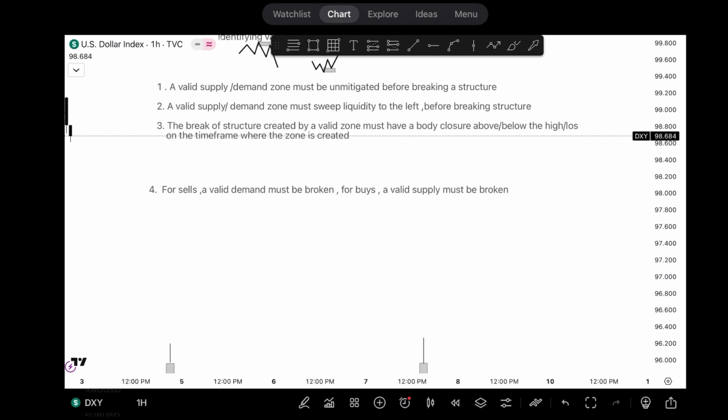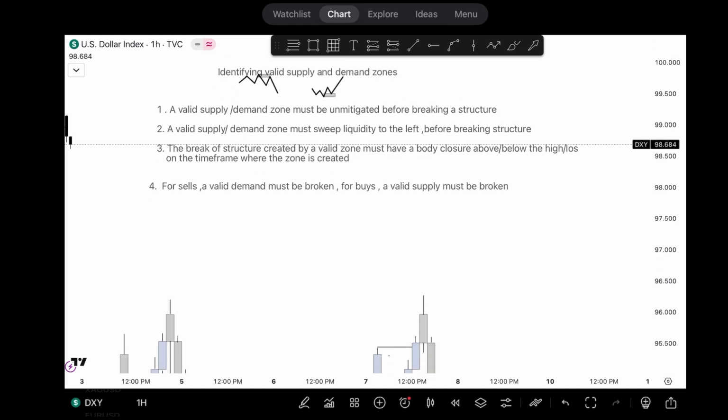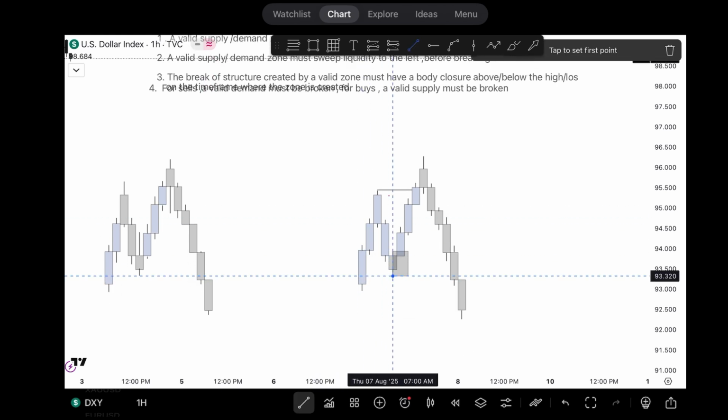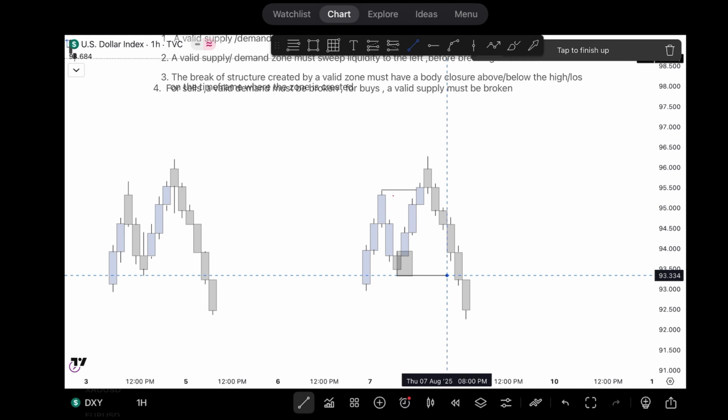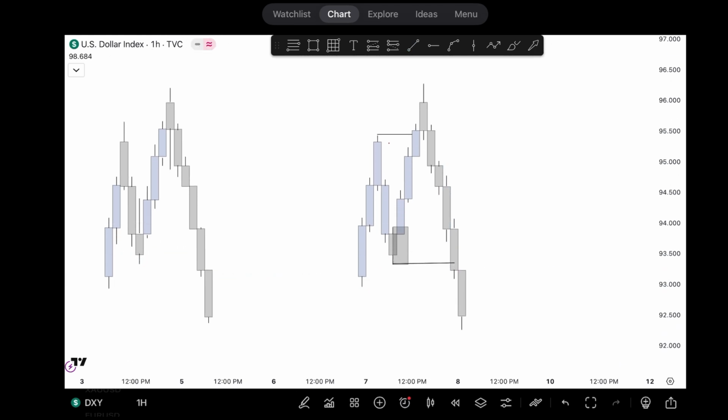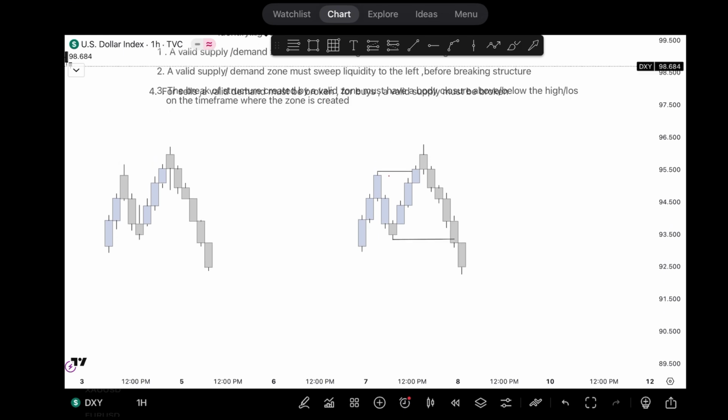Good. What's the third one? The break of structure created by the valid zone must have a body closure beyond the low on the time frame in which it was created. The third rule, it must have a body closure after taking the low. Can you see? This is a valid body closure, right? That is a valid body closure.